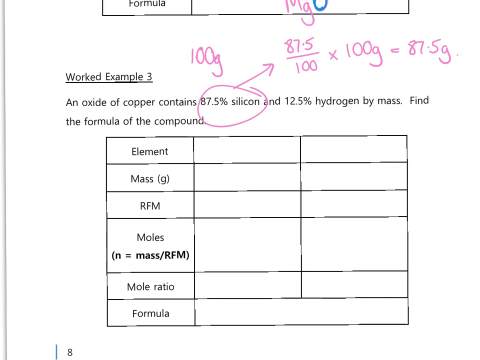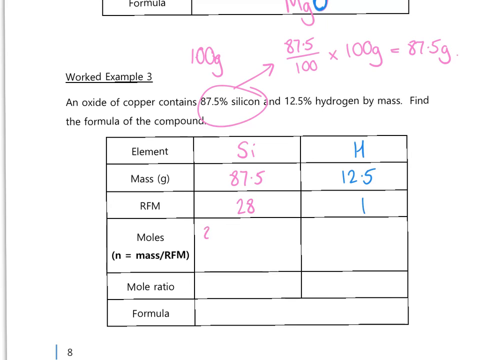So you can see here that we've got silicon and we've got hydrogen. Our mass of silicon is 87.5 and our mass of hydrogen is 12.5. I need to then convert those masses into moles using my equation N equals mass over RFM. So looking at the RFM of silicon, it is 28 and the RFM of hydrogen is 1.